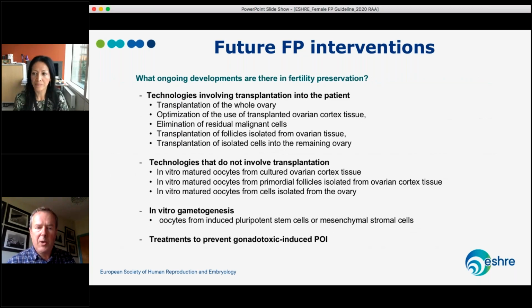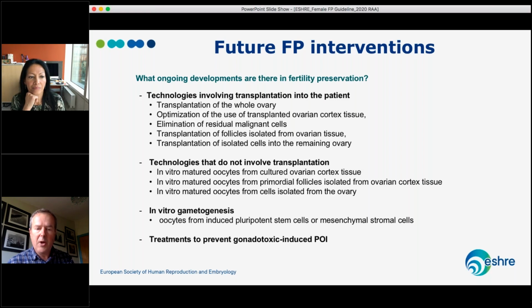So what about the future? Where are we going to be going with this? We have a final section in the document about what might be available in decades to come, because some of these future things are long-term. They can be roughly divided into those that involve transplantation back into the patient, optimizing the use of ovarian tissue, making it safer by eliminating malignant cells, perhaps isolating follicles from that for replacement in the patient. Other techniques don't involve transplantation; these are lab developments of oocytes from tissue, from isolated follicles, or even, more futuristically, from pluripotent stem cells or mesenchymal stem cells.